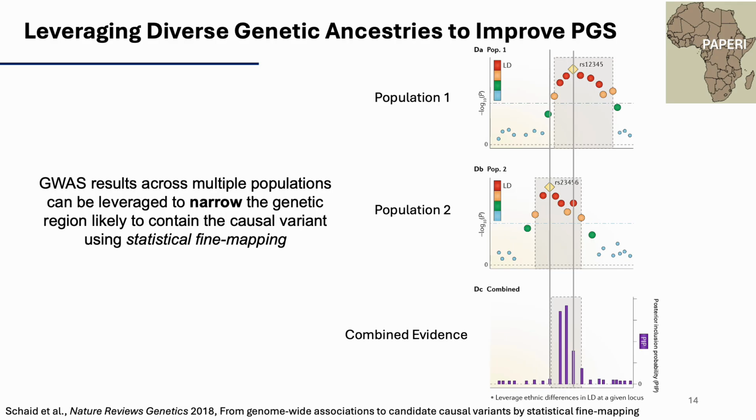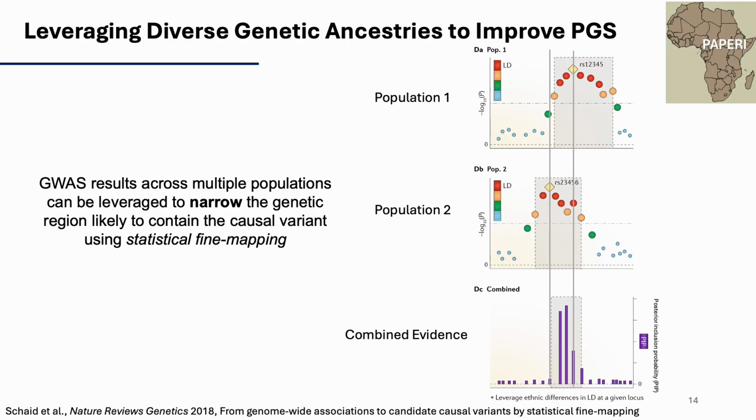In this top figure here, you can see that in population 1, the most significant variant in this region, represented by the yellow diamond, is different than the most significant variant identified in population 2, shown in the second figure. In population 1, these two variants are weakly correlated, as indicated by the green dot on the left in the first figure, which suggests low LD. However, in population 2, these two variants are strongly correlated, as indicated by the rightmost red dot in the second figure, which suggests strong LD.